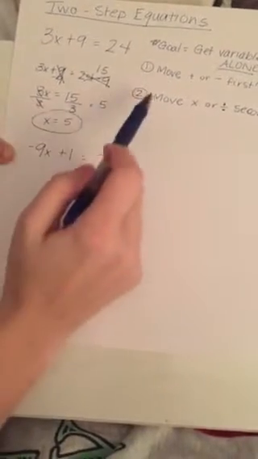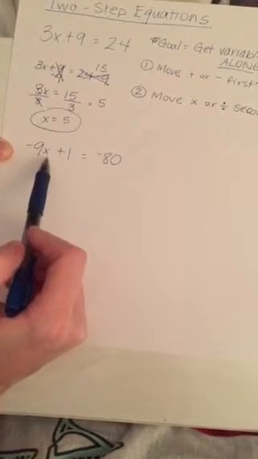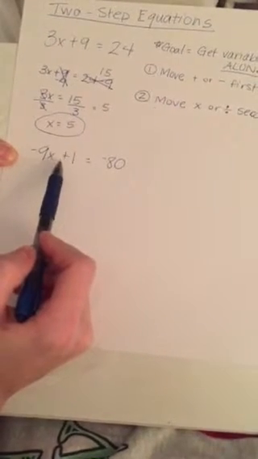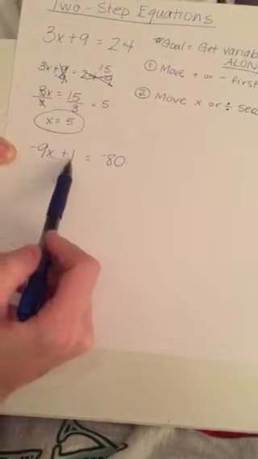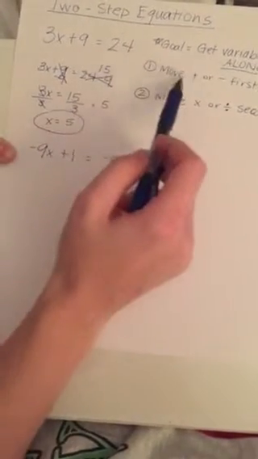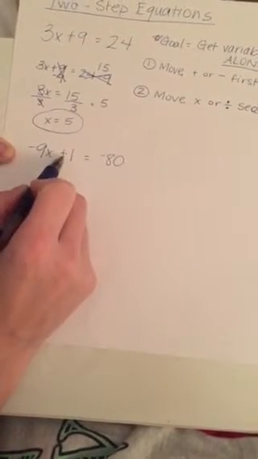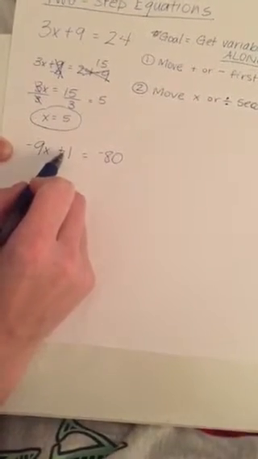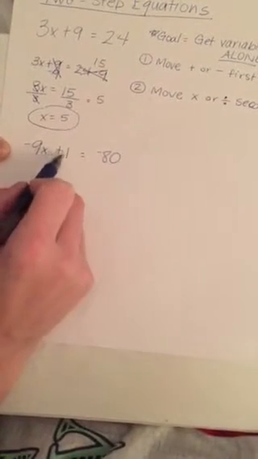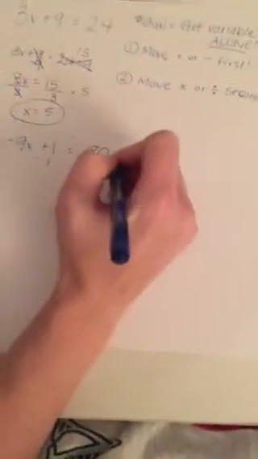So we go back to our steps, and we look here to see that we want to get the x by itself, and we see that what's attached to it is a plus 1 and a negative 9. So we're going to do our addition and subtraction first. So right here, what's holding the 1 to the 9x is addition, so we're going to subtract 1 from both sides.